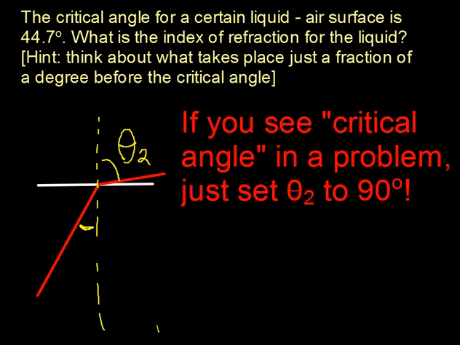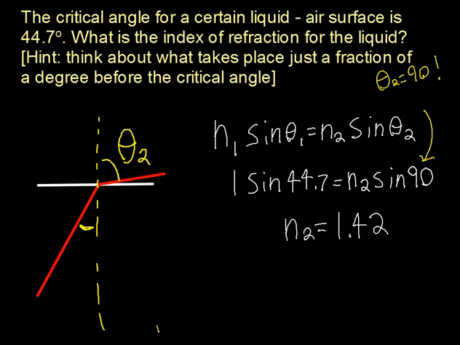So now that you know what a critical angle is, I'm going to make it as simple as I can. If you see the word critical angle in a problem, just set theta 2 equal to 90 degrees and see what theta 1 is. I'm going to do that for you. And pause the tape and take a look.